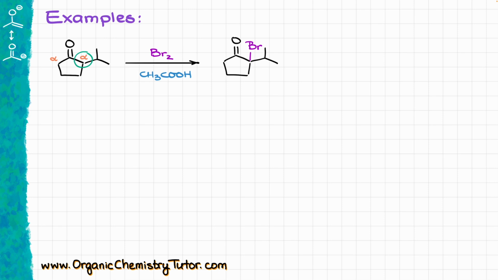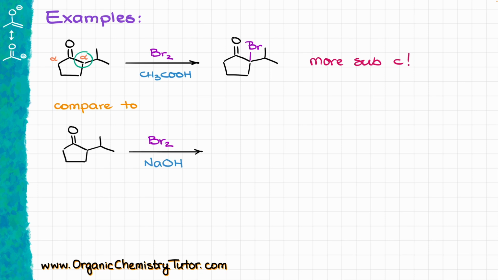So because now our alpha positions are not the same, our single substitution product is going to be the product with the bromine on the more substituted atom. As a rule of thumb, remember that in acidic conditions, you should always put your halogen on the more substituted atom in the alpha position when possible. Of course, if that alpha position doesn't have any protons, there is nothing you can do about that. But if you have a proton on a tertiary alpha position, then put your bromine there rather than on the secondary position.